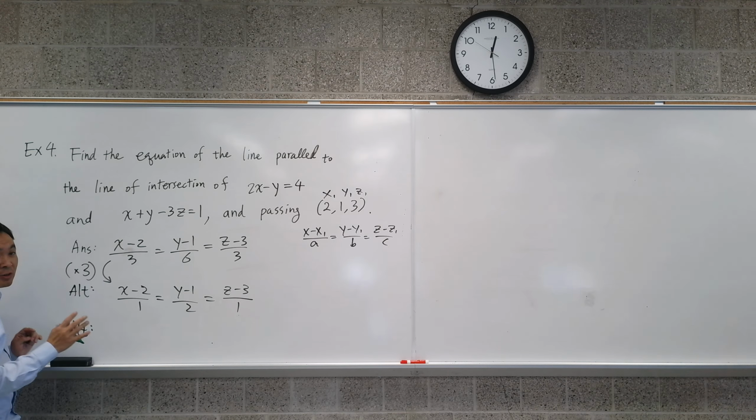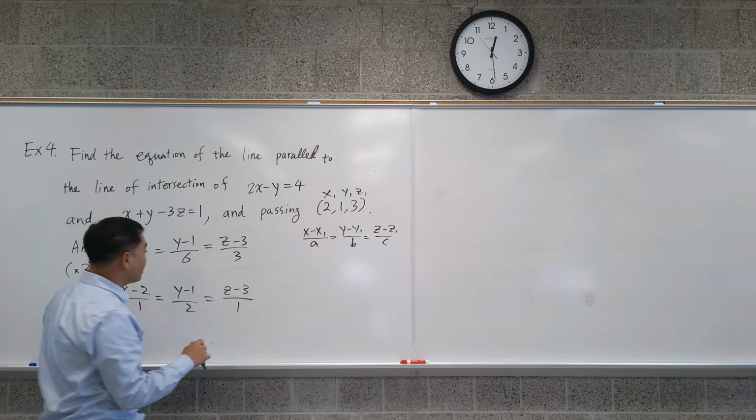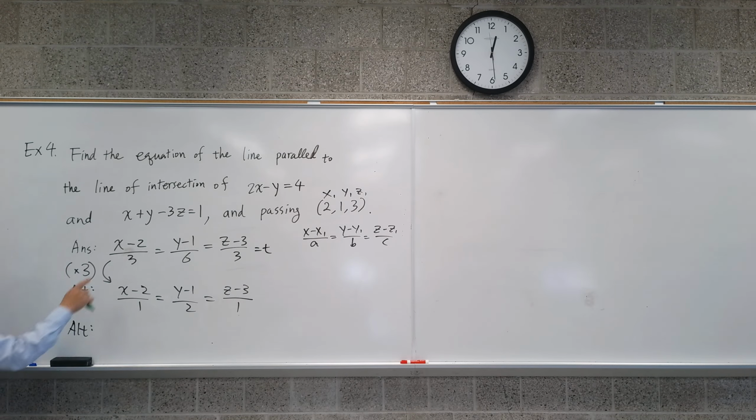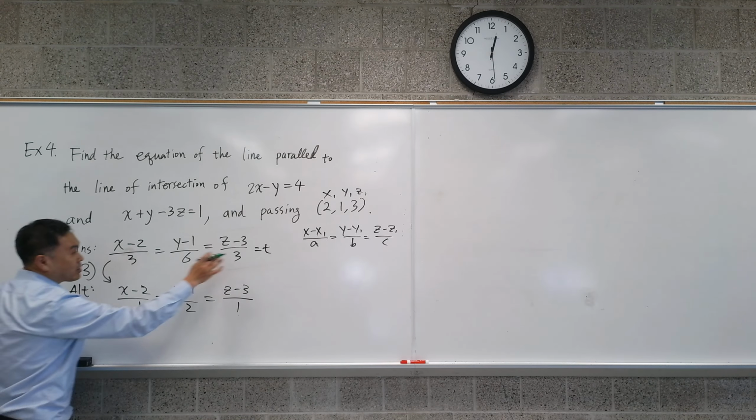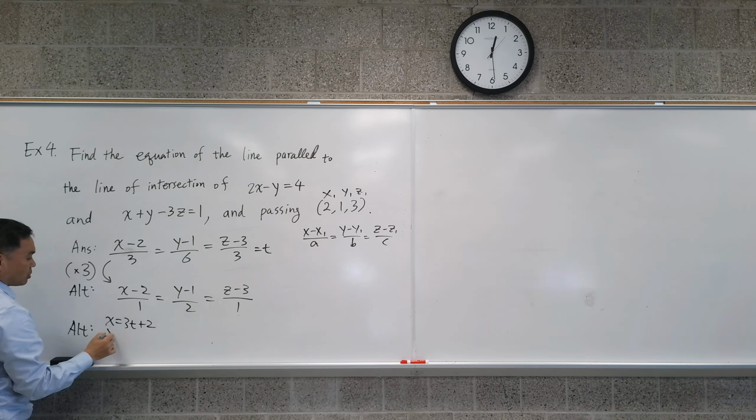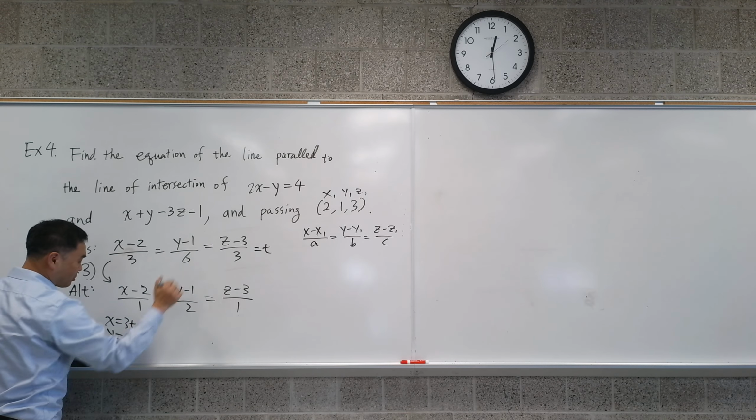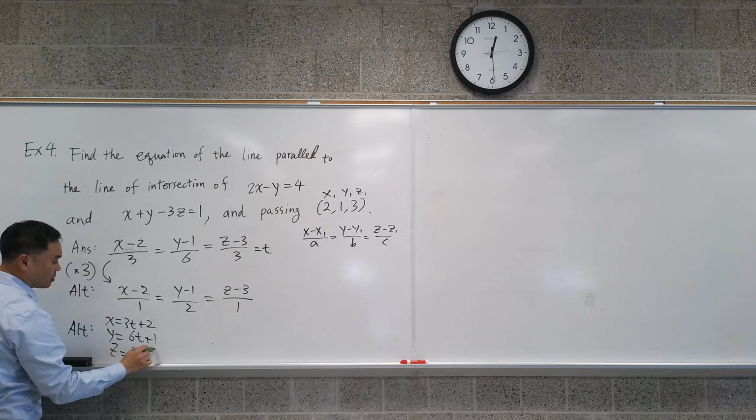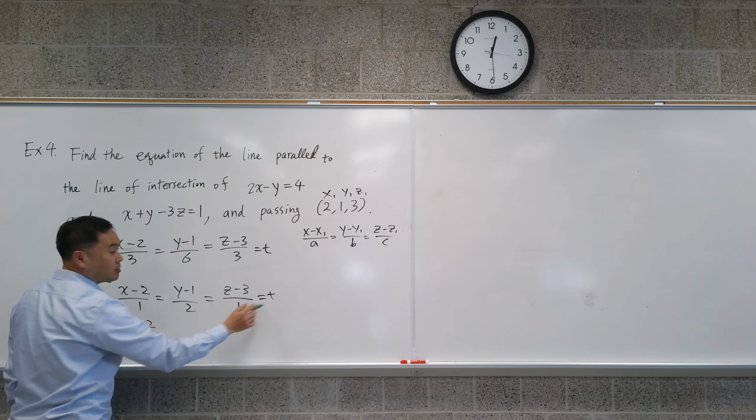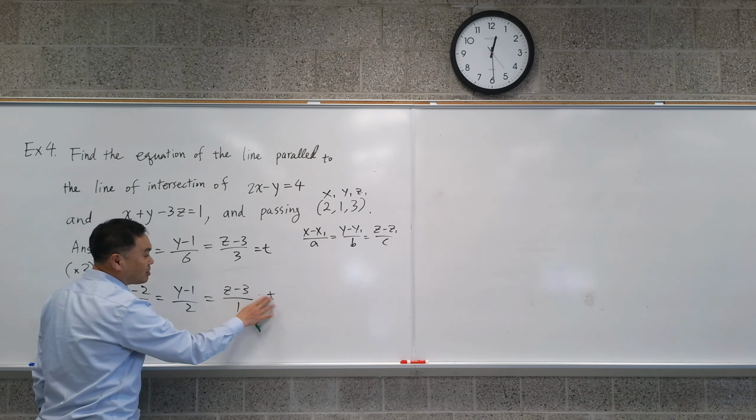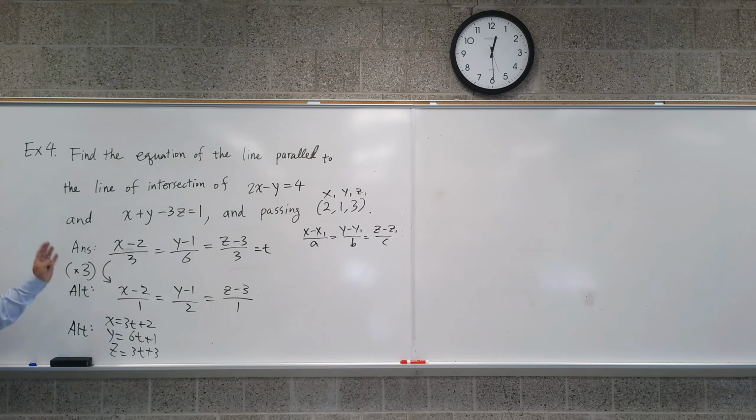You could alternatively write the answer in parametric form. And the way you do it is just simply set it equal to t and solve for x, y, z. So if you multiply by 3 and add 2, you get x equals 3t plus 2. y would equal 6t plus 1. And z would equal 3t plus 3. Or you could do it here too, and the only difference is now you have 1, 2, and 1 instead. So there are many different ways to write down the line equation, and all of them will be correct.